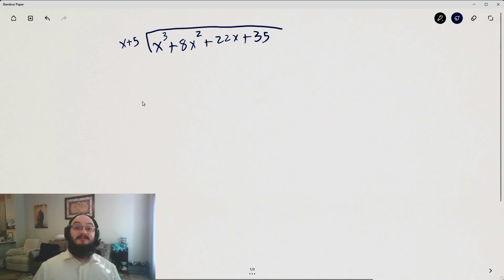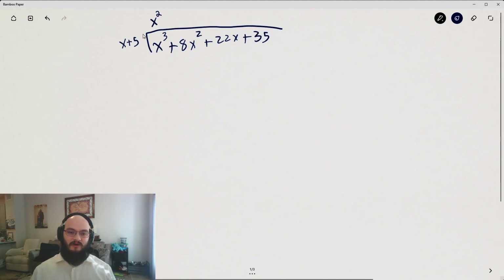So here's the process that we're going to use. We're going to ask ourselves, what do we multiply x times to make it x cubed? We're always going to look at this first thing over here, or whatever we have not divided by yet, and say, what do we multiply this by to turn it into that? Or, another way to view it is, what is x cubed divided by x? The answer is x squared.